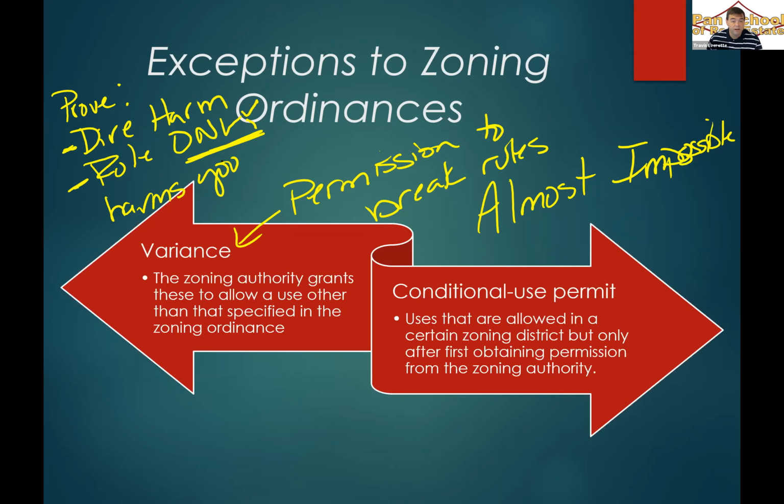So to get a variance, and they're going to test you on this, you have to prove that you have been harmed, and then you have to prove that that harm is you and you alone, and you have to prove that the harm is so big that you basically can't use the property for anything else.